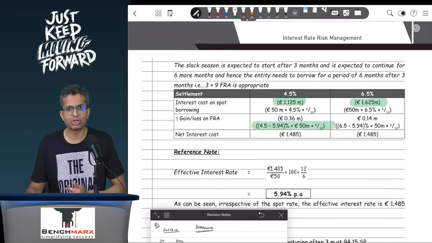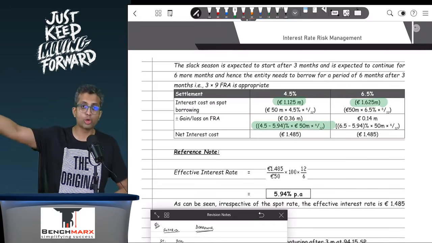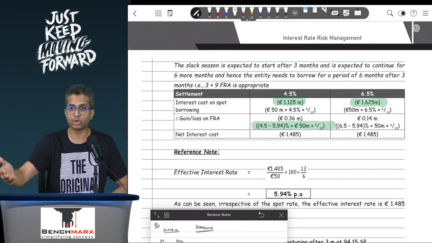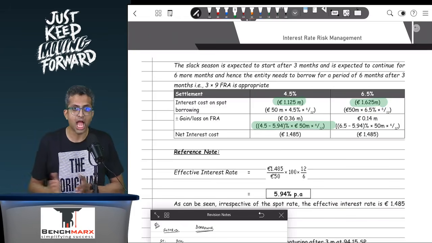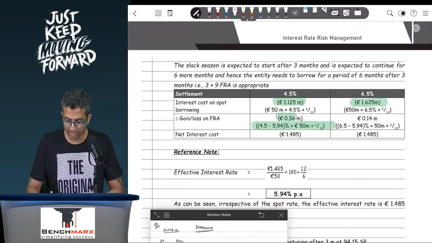Sir, but conceptually, why is this a loss? Well, because you have entered into a forward contract to borrow at 5.94. The rate today, if you go to see, is only 4.5. Had you not entered into this contract, you would have borrowed at 4.5. And as a result, this will result in a loss. And that loss, we will record it in the net working. So this will be 0.36.